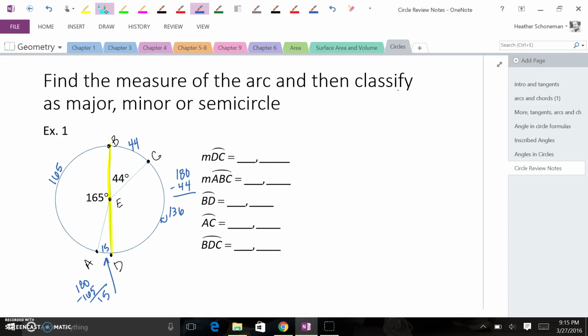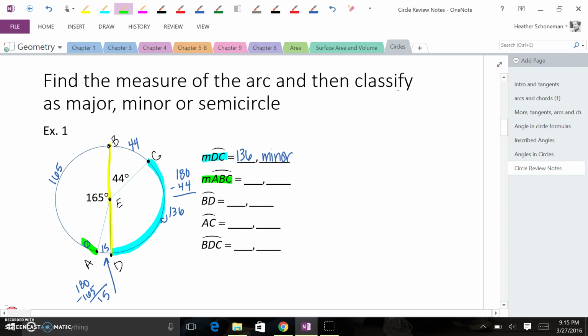Now that we've done that, we can answer whatever question they want. The first they want is arc DC, and remember it's two letters. It's the shortest distance between those 2 points, which would be that blue arc there, and we just marked that as being 136. Since it's less than half of a circle, it's less than 180, that makes it a minor arc. All right, let's do the next one.